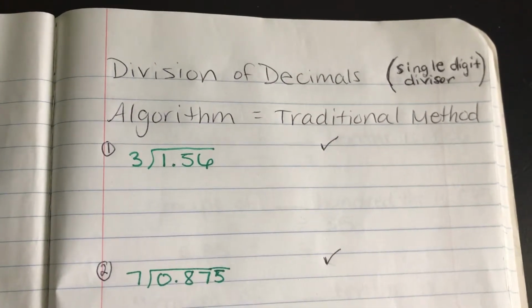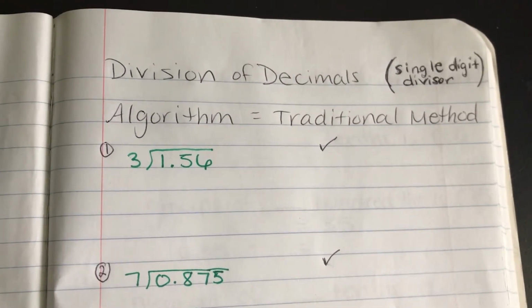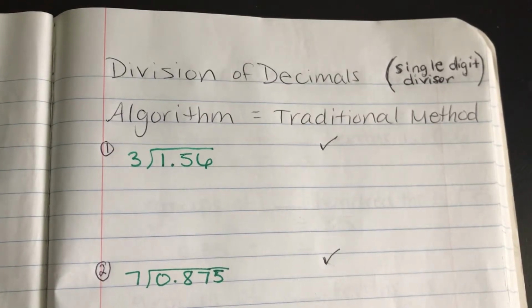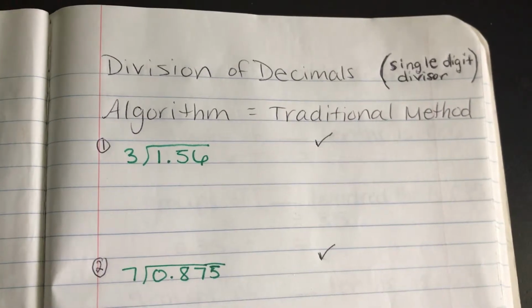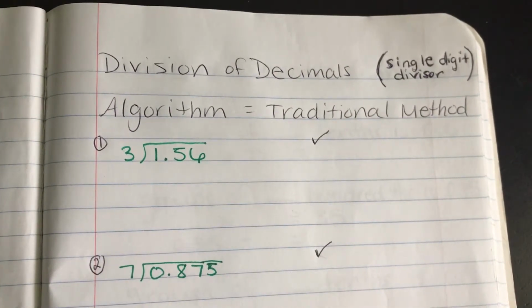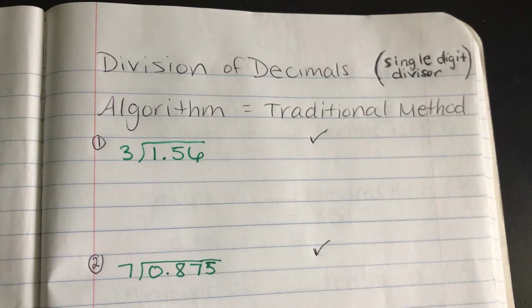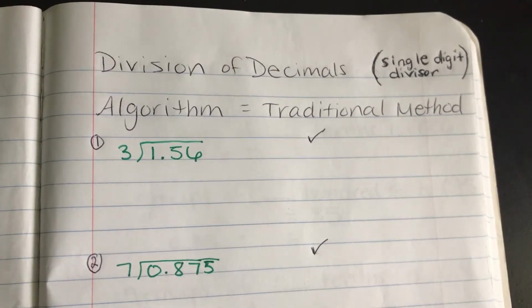In this video, we are going to be looking at division of decimals with a single-digit divisor using just the traditional algorithm. Our first problem is 1 56/100 divided by 3.